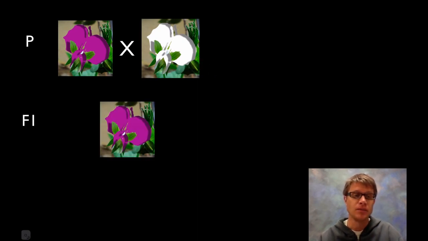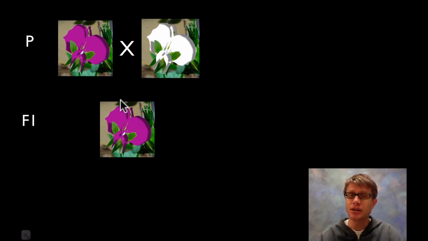He crossed those together, and so in the parental cross, he crossed purple with white. In the F1 generation, he basically got all purple flowers. Now, if you think about blended inheritance, this makes sense. If you take purple paint and mix it with white paint, it totally makes sense that you're going to get purple flowers.